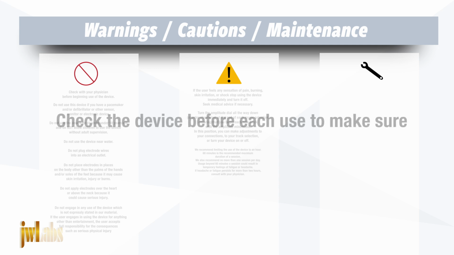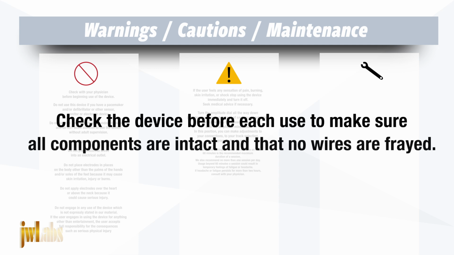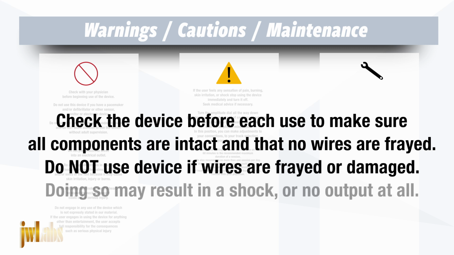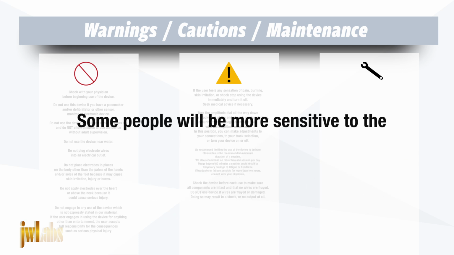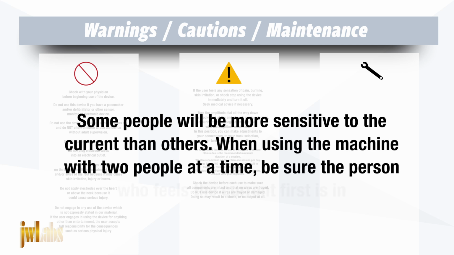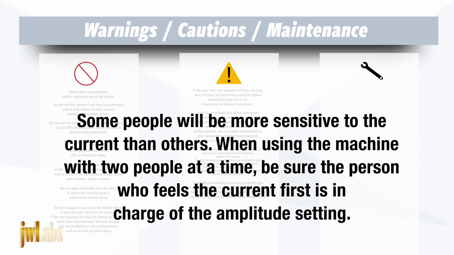Check the device before each use to make sure all components are intact and that no wires are frayed. Do not use the device if wires are frayed or damaged. Doing so may result in a shock or no output at all. Some people will be more sensitive to the current than others. When using the machine with 2 people at a time, be sure the person who feels the current first is in charge of the amplitude setting.